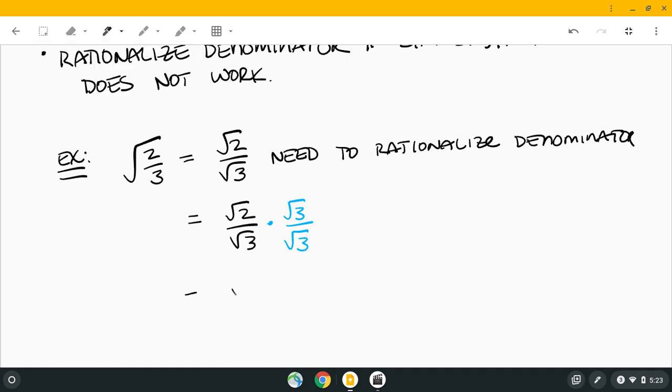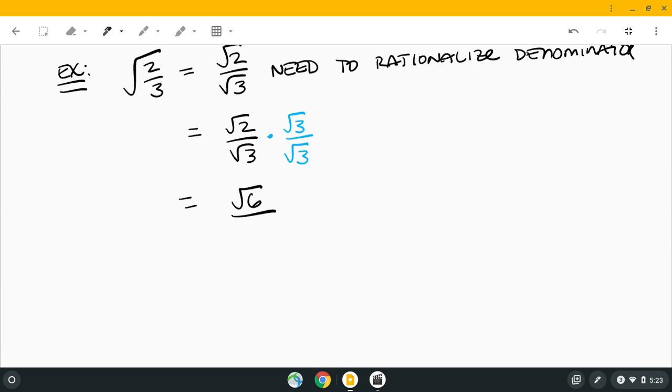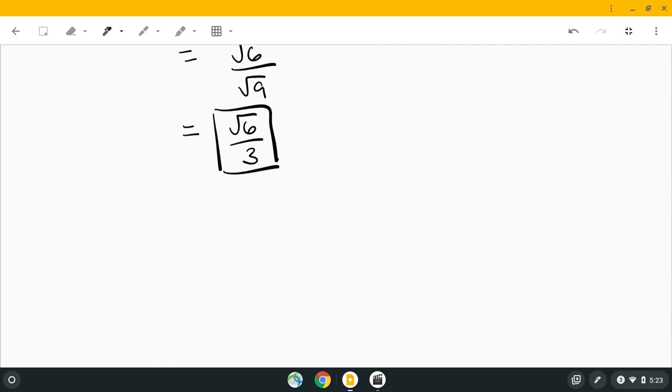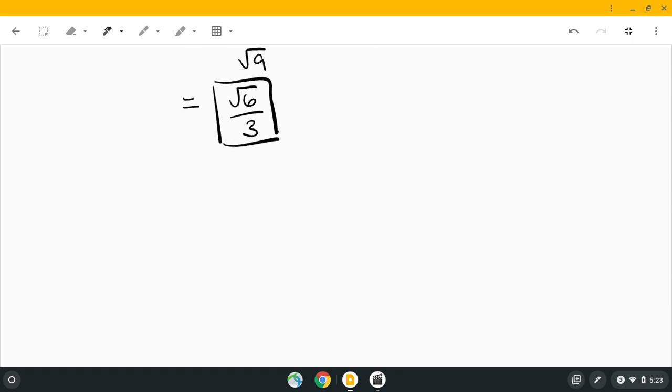All right, so up here, I get square root 6. And then down below here, I get square root 9, but then that simplifies to 3. And now I don't have that radical in the denominator. Okay? All right, let's take a look at another example. Let's take a look at this one.